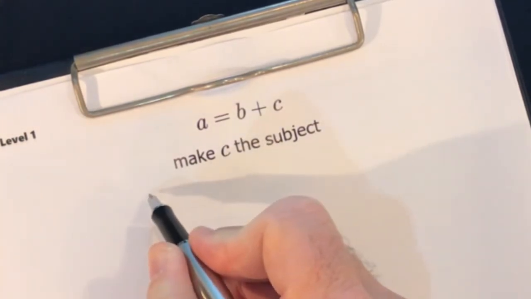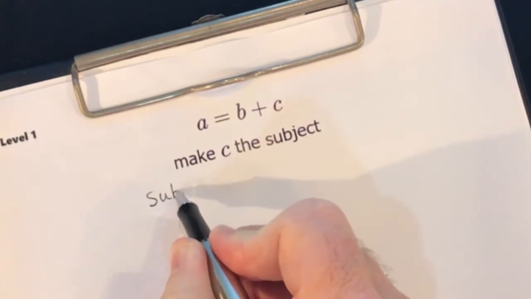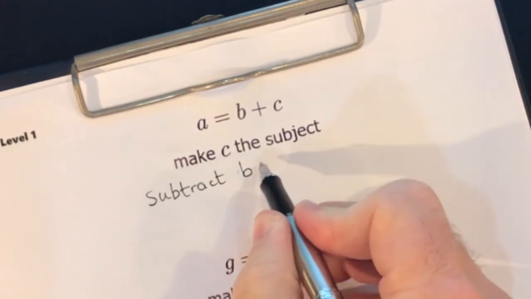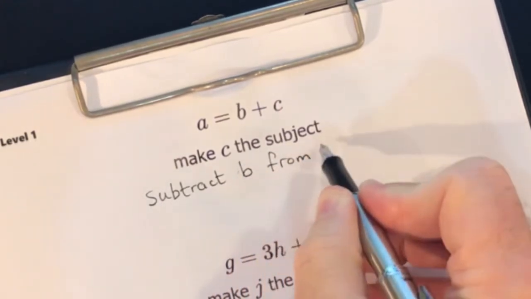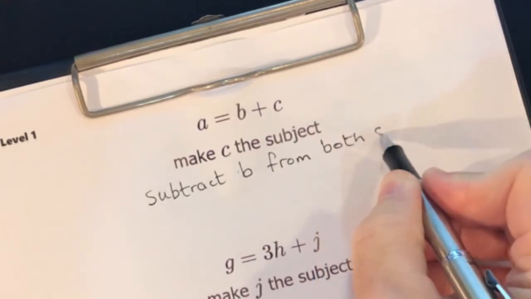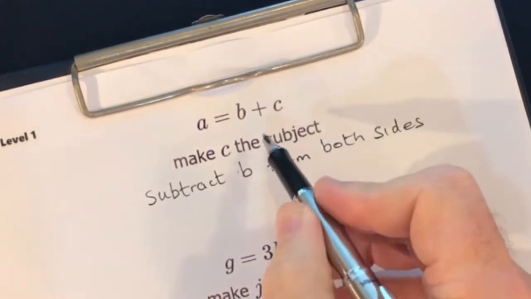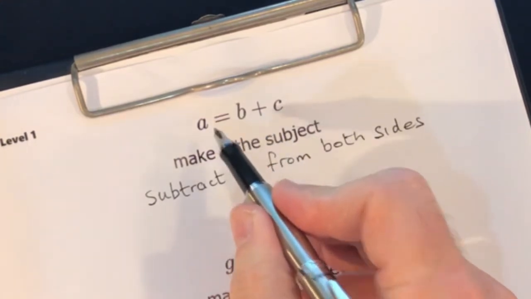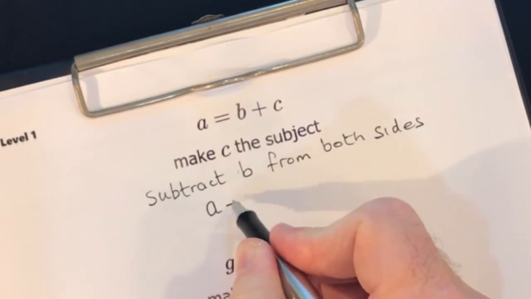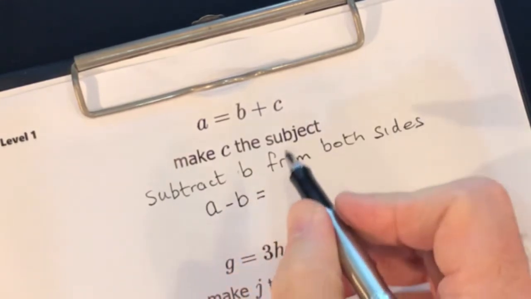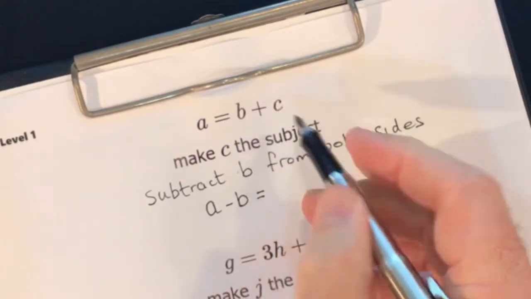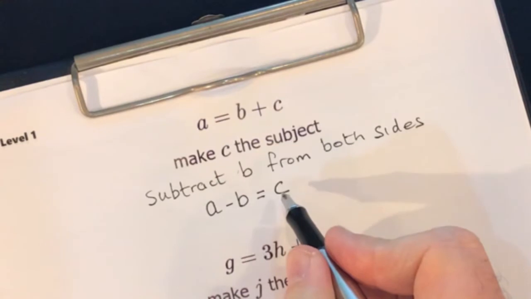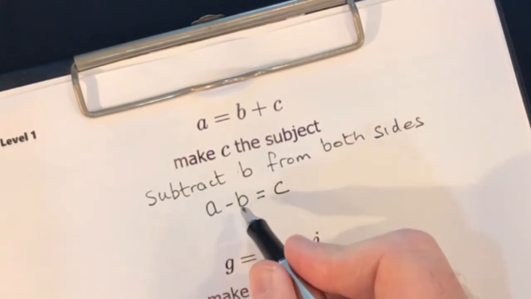So what I'm going to do is write it out in full. We're going to subtract B from both sides. So if I subtract B from both sides of this equation, on the left I will get A minus B, and on the right, well, if I take B away, all I'm left with is C. So we've now got C on the right is equal to A minus B.